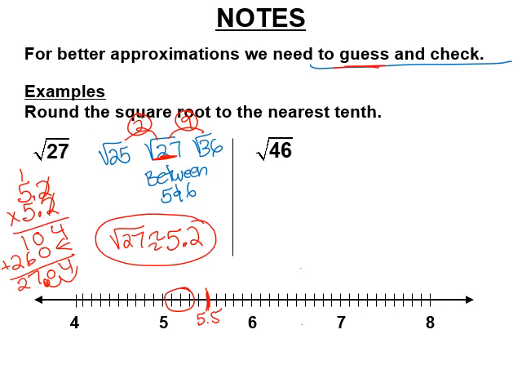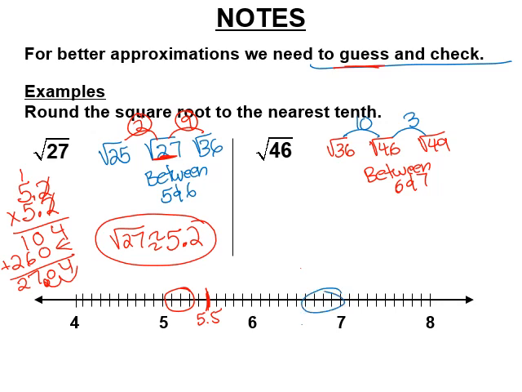All right, try the next one. Square root of 46 is between the square roots of 36 and 49. It's between 6 and 7 on a number line. It's 3 away from 49. It's 10 away from 36. So it's clearly closer to 49 than 36. So we want to guess numbers that are close to 7.